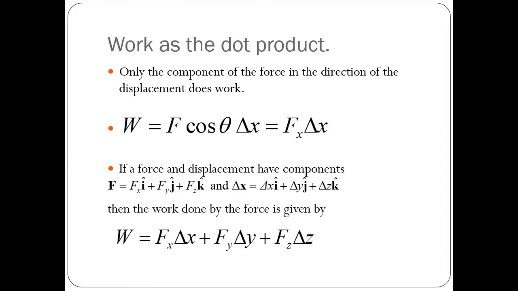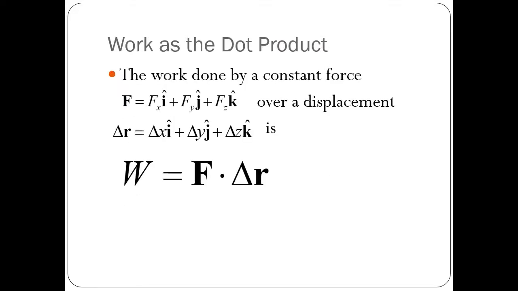And so ultimately then, the total work being done is Fx times delta x, Fy times delta y, and Fz times delta z, all added together, and that's just the dot product. So the work is equal to the force dotted with the displacement vector.